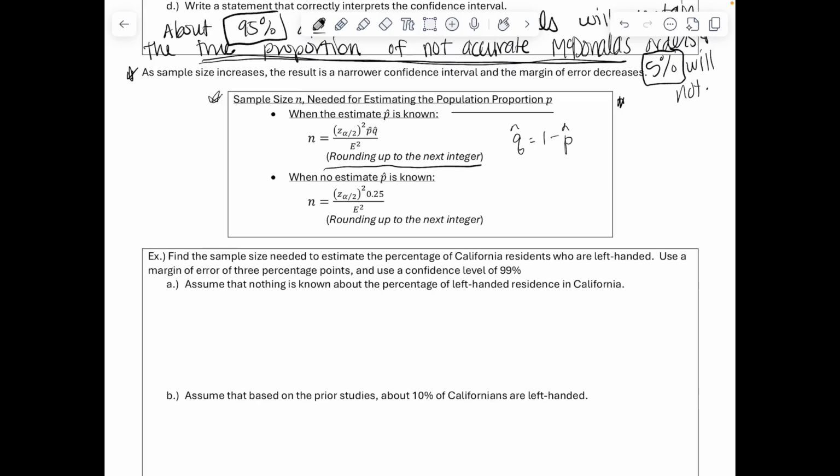The next one says when no estimate p hat is known. So this would be something like it's a new thing and we're doing a new study on it. Like when COVID started, that was a new disease that we had to study, and they had no prior estimates on anything in terms of COVID. So for this one, we have z alpha over 2 squared times 0.25 divided by e squared, and you'll notice this time there is no p hat because we have no prior estimate. So again, for this one, you're rounding up to the next whole integer.